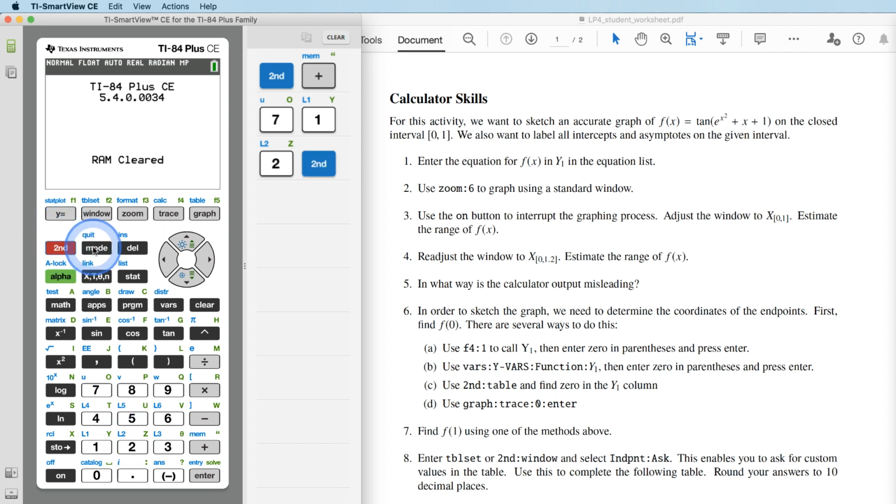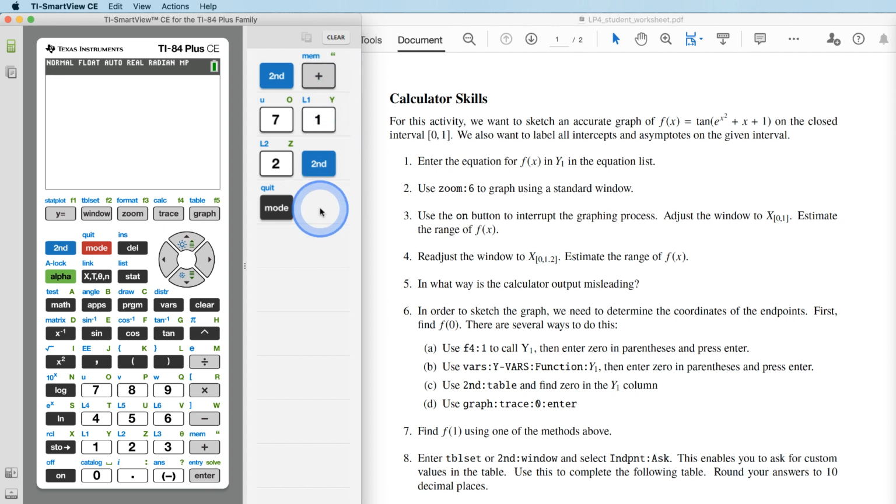Let me just quit. Second, mode is going to quit. Anytime you see the little words in blue here, to activate that command, you hit the second key, which is also blue. So if I want to quit, I hit second and then the mode key, which is actually activating quit, not mode. If you quit, it just takes you back to your home screen, which for me is blank at the moment.